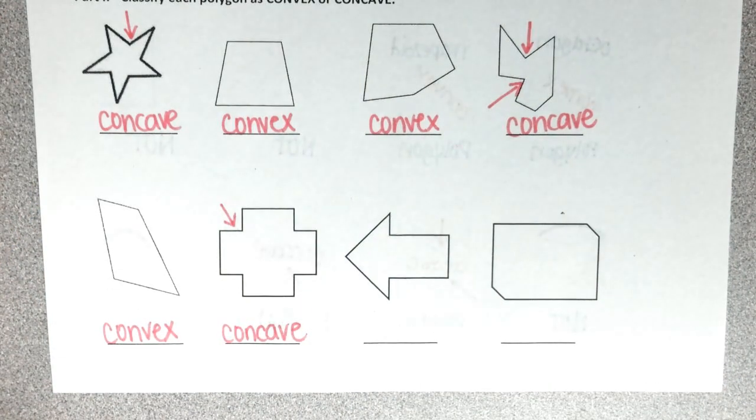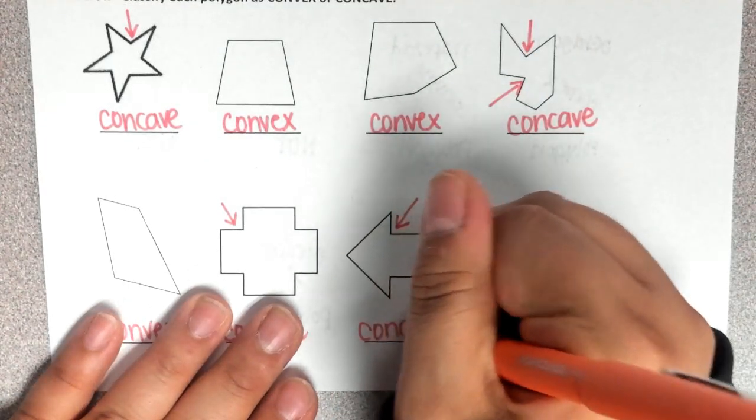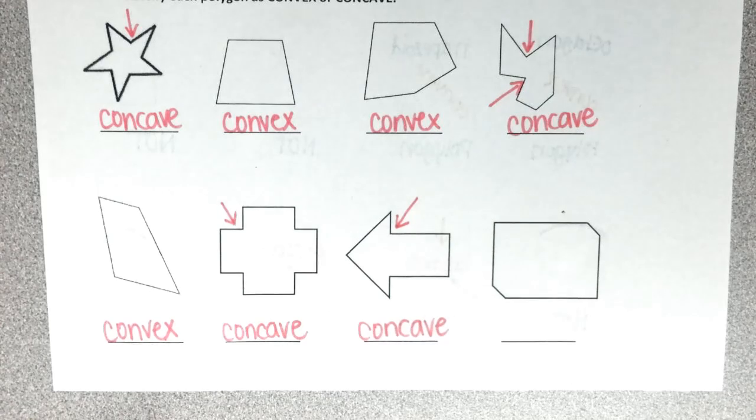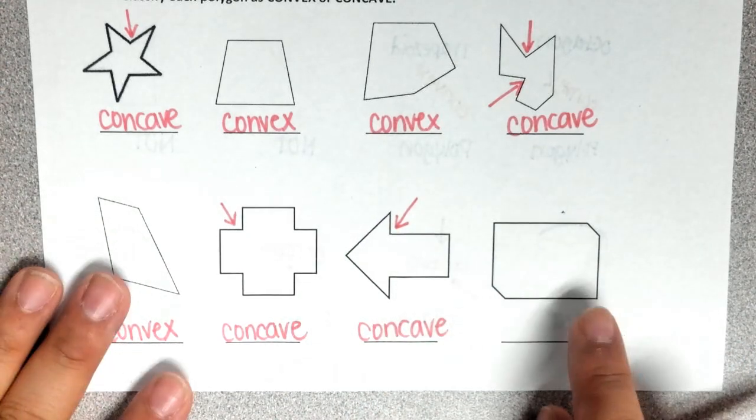The arrow has been the most missed question today. Convex. Why? Does it cave in anywhere? No. Oh, yes, it does. Are you sure? Can you draw an arrow there? Yes. It is concave. Does that make sense? A lot of people have missed this today. Does it make sense how it's caving in? It is still caving in, even though you're like, but it's a right turn. It's still caving in. All right, last one.